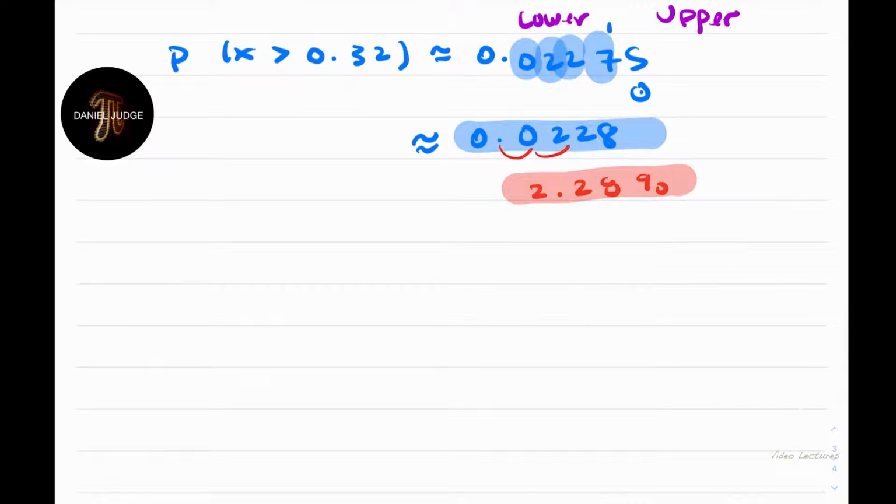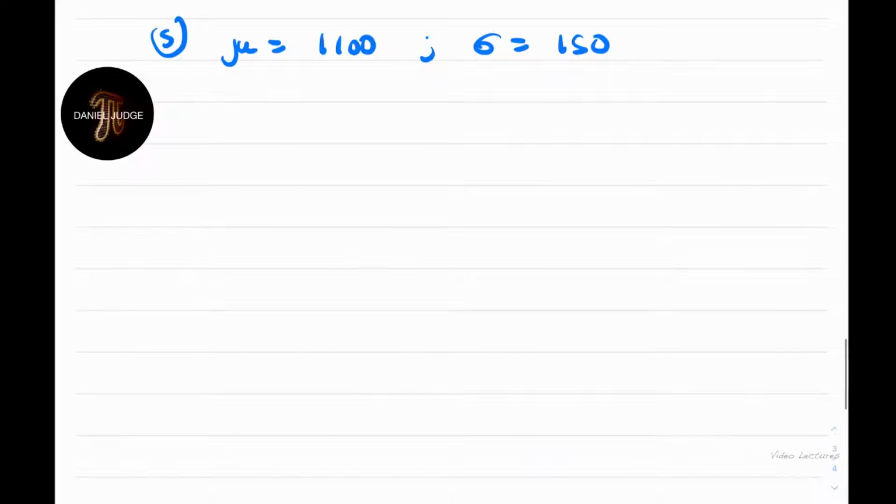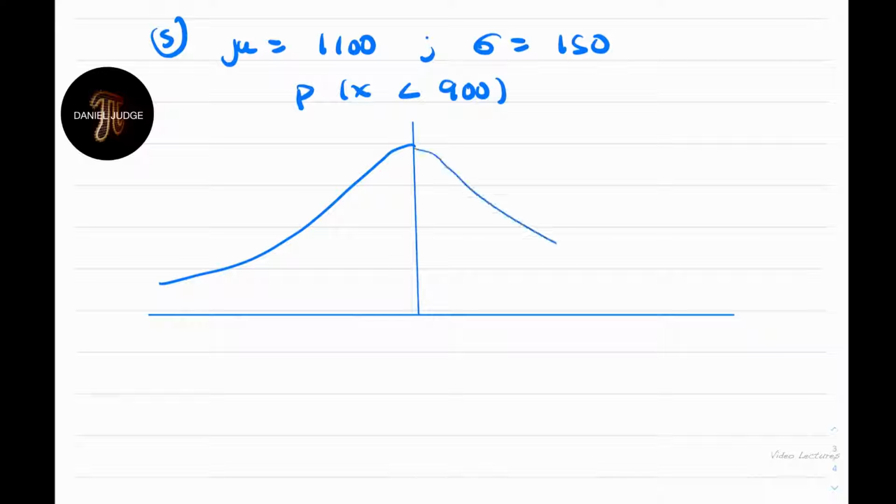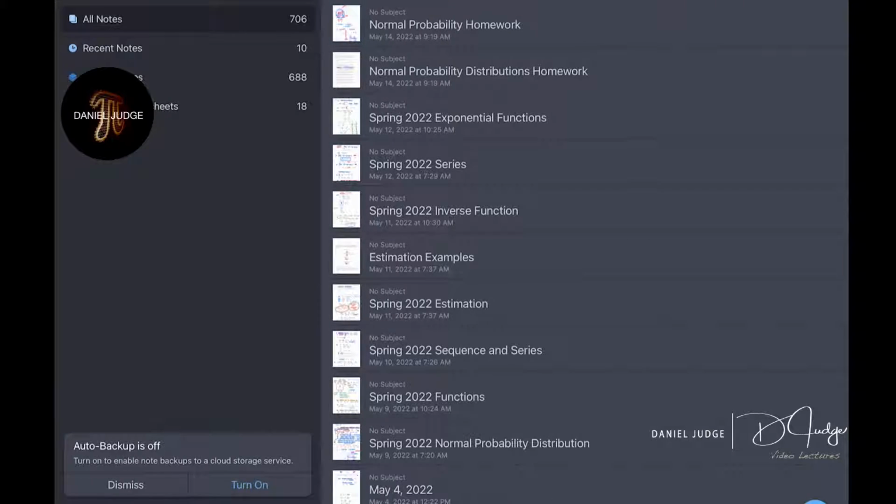So now go back. Question number 5. The mean is 1100. Standard deviation is 150. Probability that your income is less than 900. I will double check that. Draw a picture of the bell. But let's verify the question. Less than 900, that's what it is.